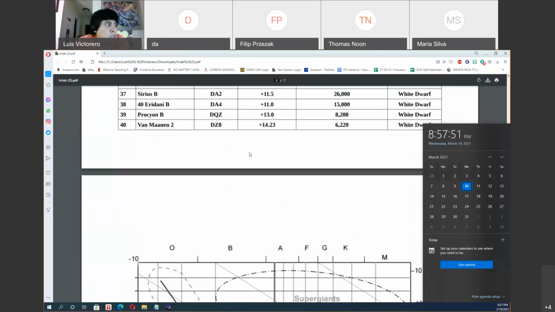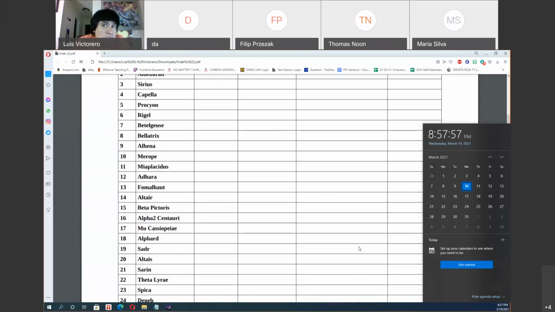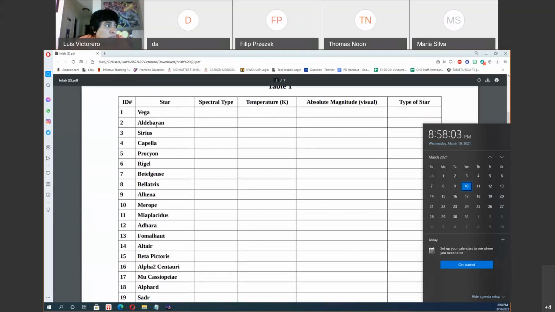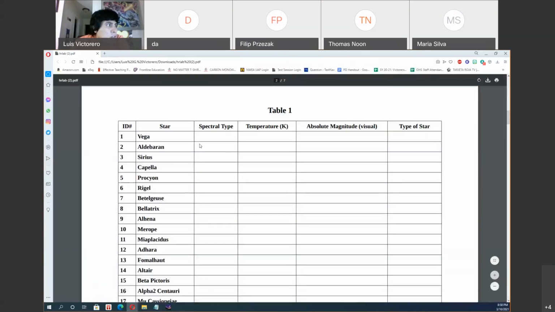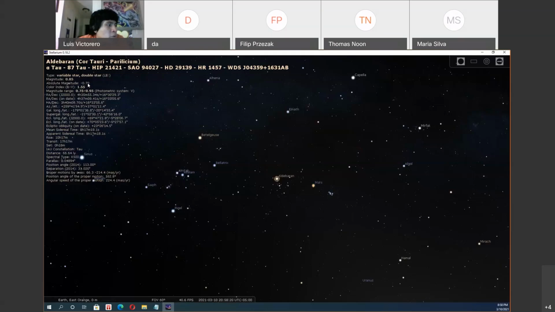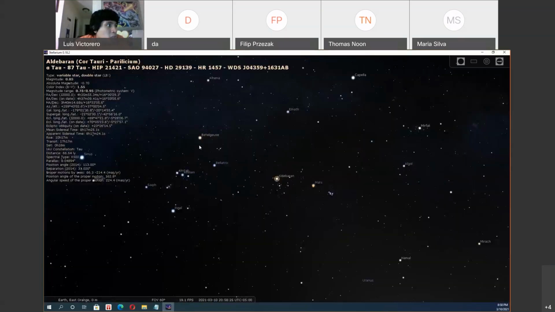So first you have to complete this table for sure, just for Aldebaran, the second star. The spectral type is K5. It might be different in yours because of the different Stellarium version. Temperature is 4,000. Absolute magnitude minus 0.7. And type of star, double star. For type of star, you just go to the first page with the chart.